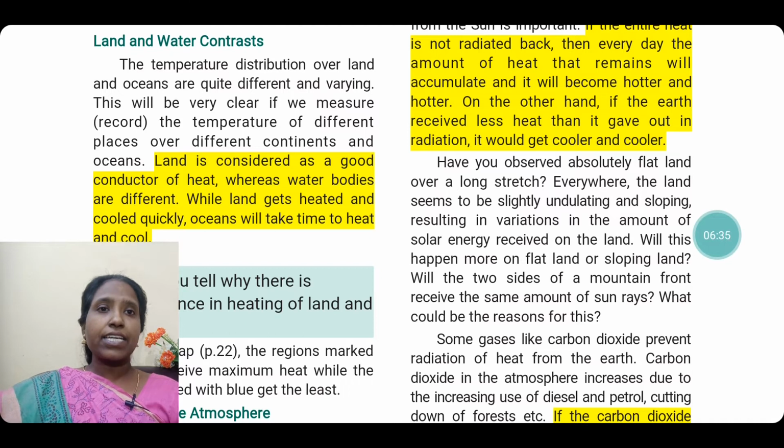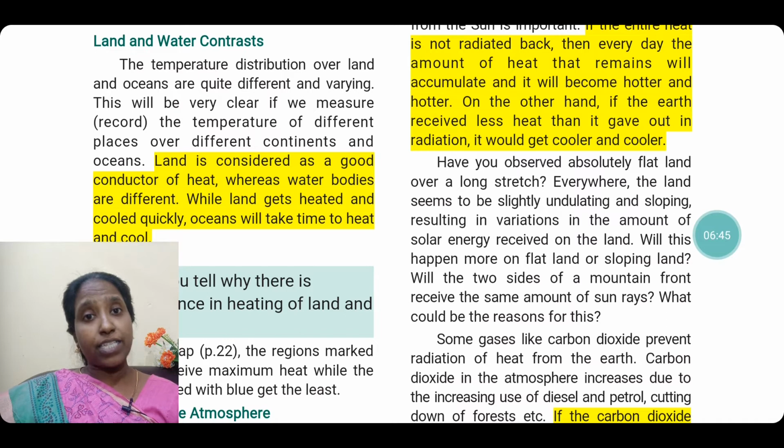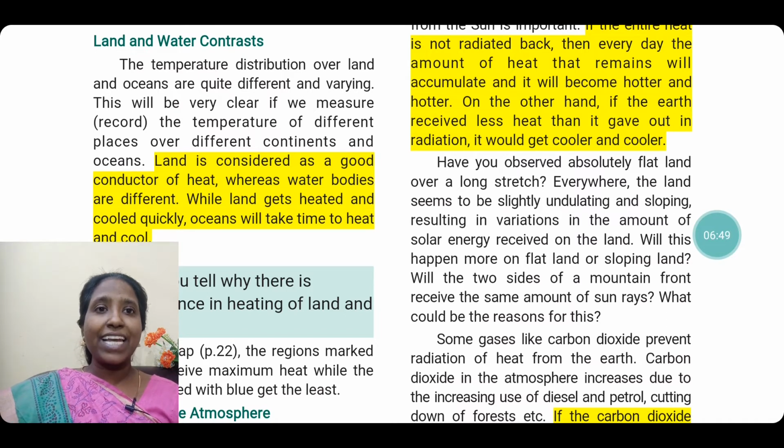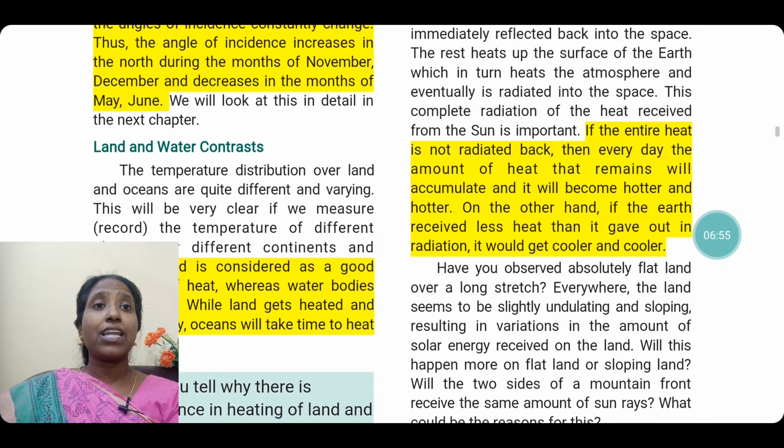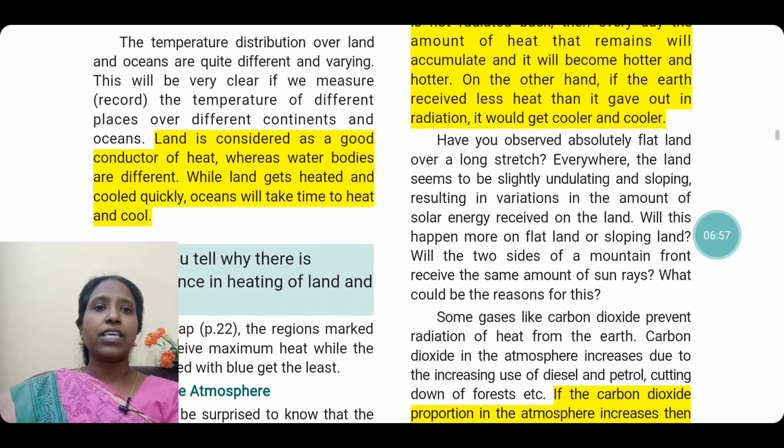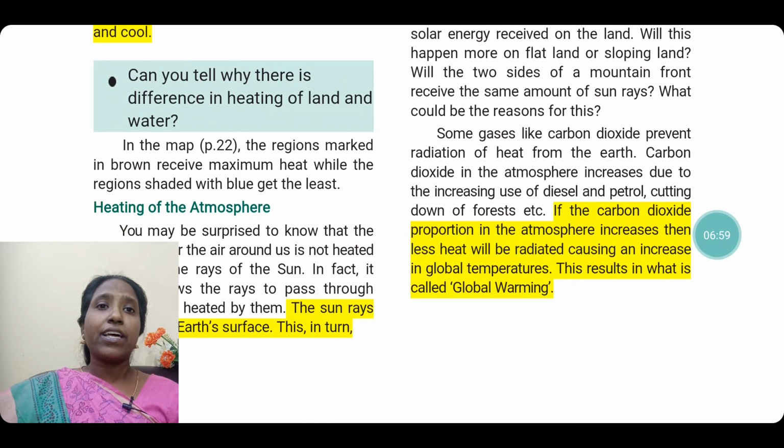Then land is considered a good conductor of heat, whereas water bodies are different. What happens is land gets heated soon and it cools off soon. Water gets heated late and it cools late. So while land gets heated and cooled quickly, oceans will take time to heat and cool. This is what causes the land breeze and the sea breeze. So we find that there are moderate climates in the seashore region.